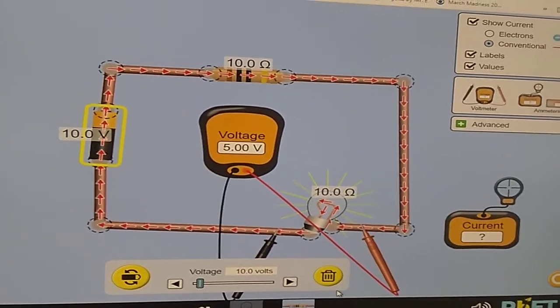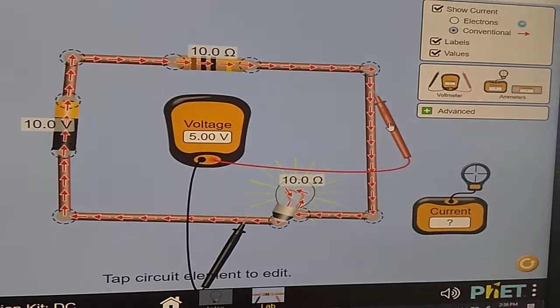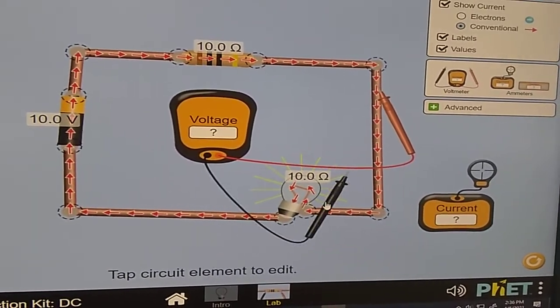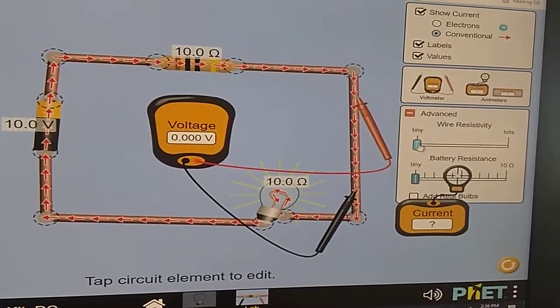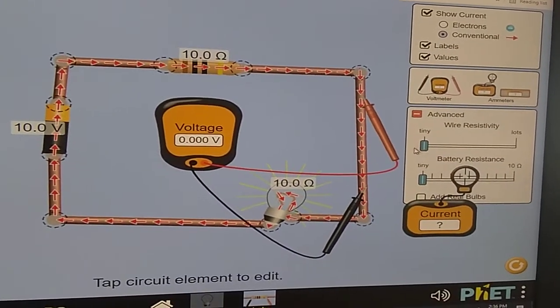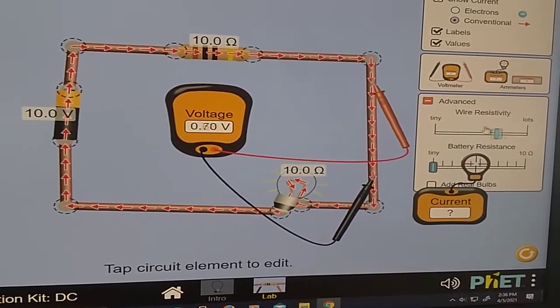Okay, so we can calculate power ratings. And since we talked about wires, if the wire resistivity is not 0, that's under this advanced column down here. If the wire resistivity is tiny, the voltage drop is 0, but if I increase it, you'll see that the wire has a voltage drop, therefore it is giving off energy.